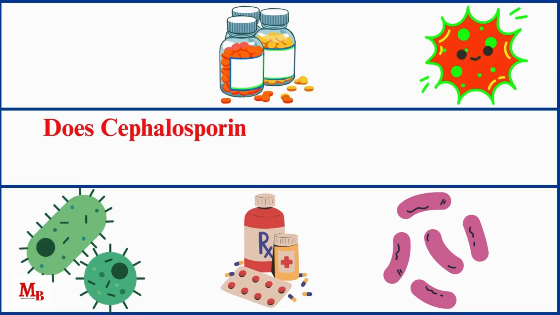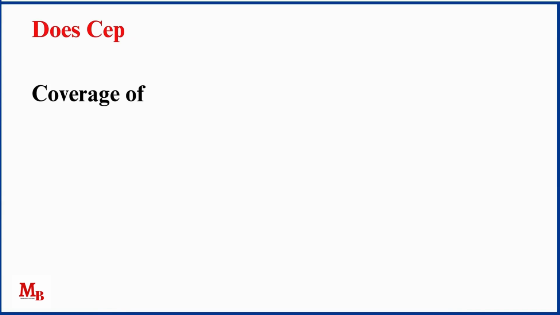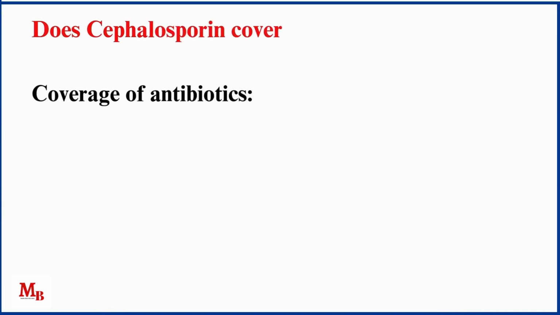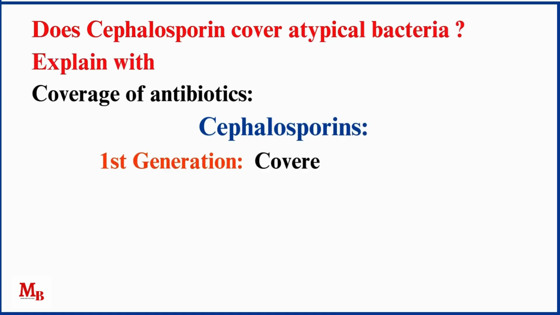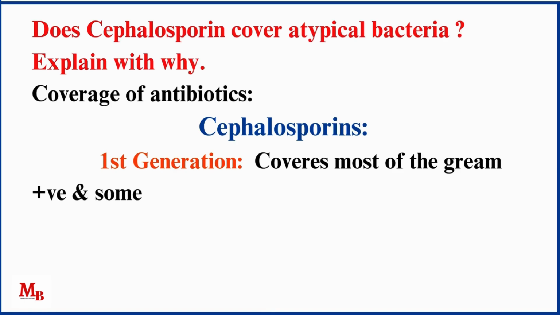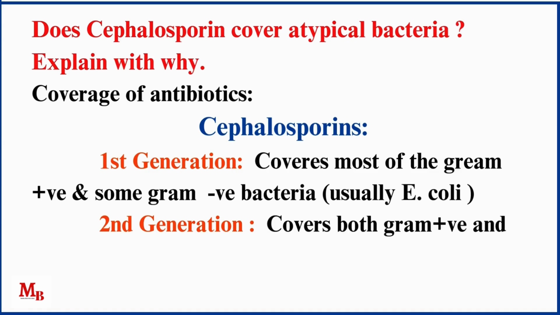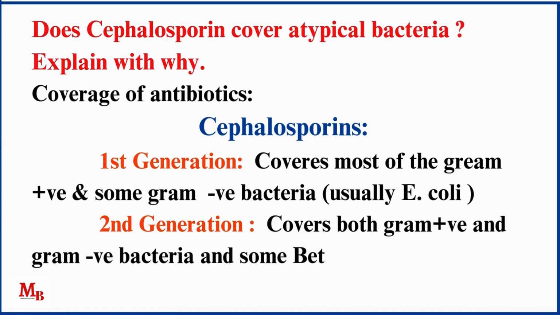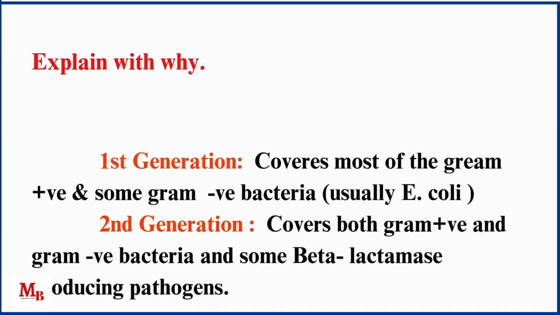Does cephalosporin cover atypical bacteria? Explain with why. Coverage of antibiotics. Cephalosporin. First generation covers most of the gram-positive and some gram-negative bacteria, usually E. coli. Second generation covers both gram-positive and gram-negative bacteria and some beta-lactamase-producing pathogens.